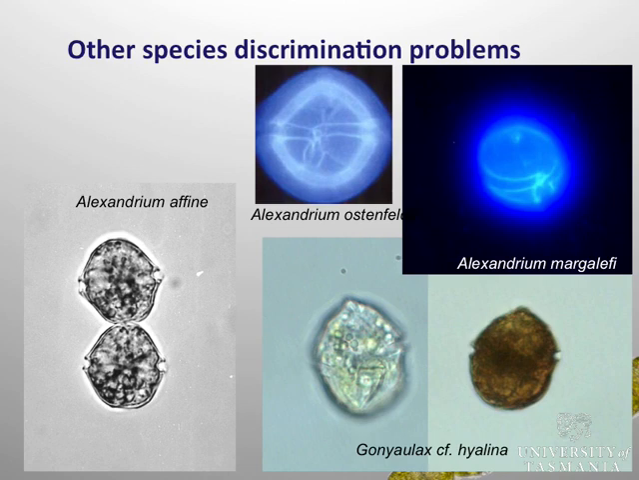Another one, Alexandrium margaleffi. I could pick that one quite easily. It's a species that has been around for a while. Shape, certainly I can pick it, but again, if you're not overly experienced at working with the species in this group, you could easily decide that it was Alexandrium tamarense.